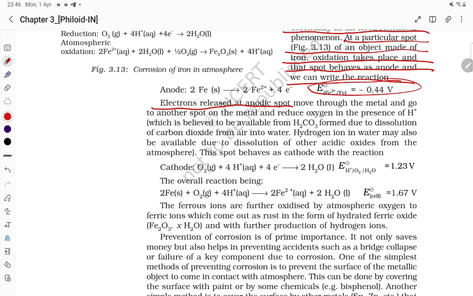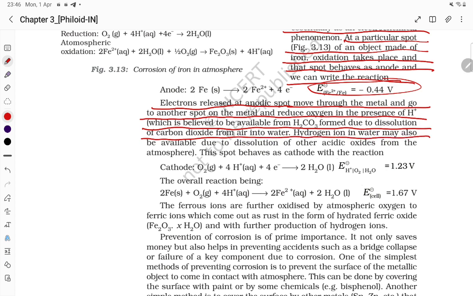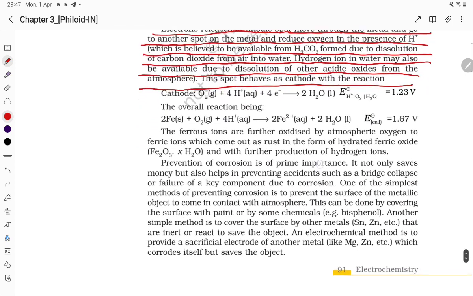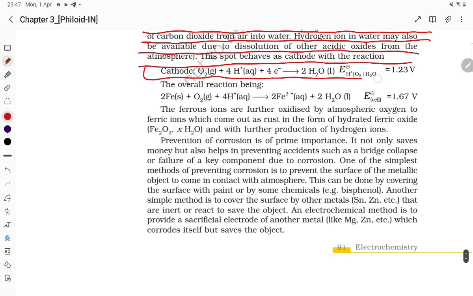Electrons released at the anodic spot move through the metal and go to another spot on the metal, where they reduce oxygen in the presence of H⁺, which is believed to be available from H2CO3 formed due to the dissolution of carbon dioxide from air into water. Hydrogen ions in water may also be available due to dissolution of other acidic oxides from the atmosphere. This spot acts as the cathode, with the reaction O2 + 4H⁺ + 4 electrons → 2H2O. This gives the overall reaction 2Fe + O2 + 4H⁺ → 2Fe²⁺ + 2H2O.